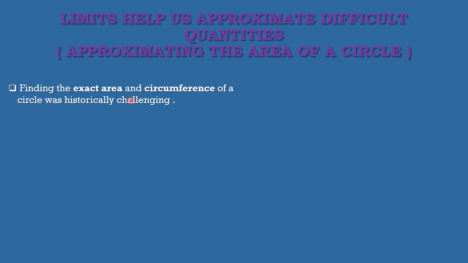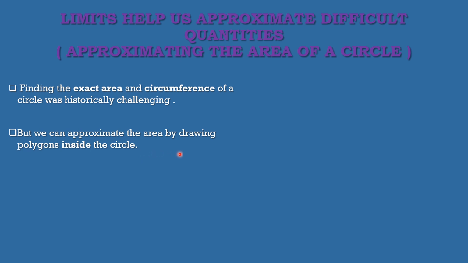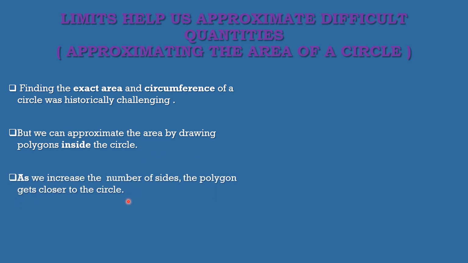So finding the exact area and circumference of a circle was historically challenging. But we can approximate the area by drawing polygons inside the circle. It is a simple activity that we need to perform to understand limits. As we increase the number of sides, the polygon gets closer and closer to the circle. That is one application of limit.